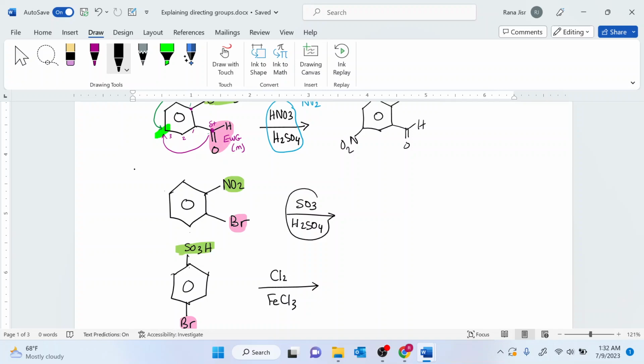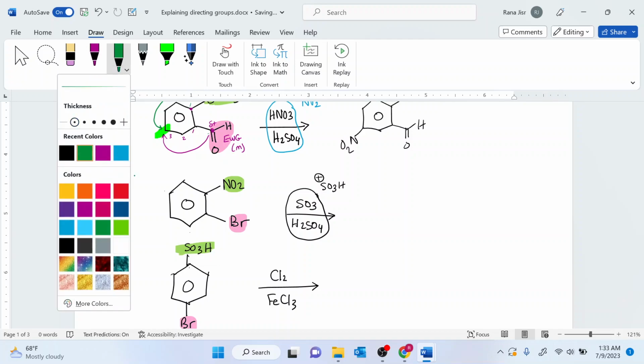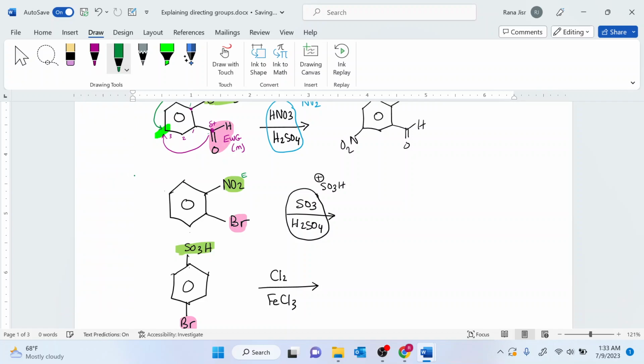Another example, I am forming the sulfonic acid. This is going to be my electrophile. Let's just check those two substituents in there. So the nitro is an electron withdrawing group, and that is a strong electron withdrawing group. It directs the meta position. This one directs the ortho and the para position. Let's check to see if the groups reinforce each other or not. So the nitro group is going to direct the sulfonate to the meta position. And the bromine is going to direct the sulfonate into the ortho position and the para position.